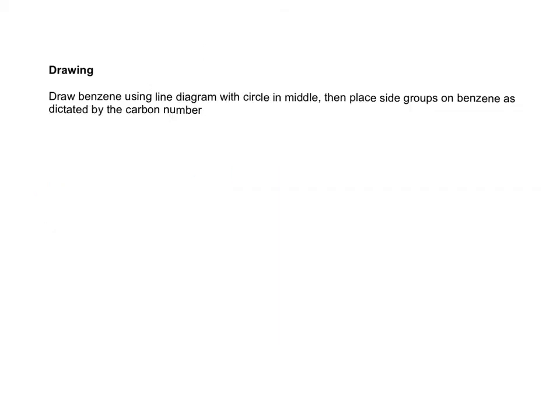So when you draw compounds containing benzene, you use the line diagram. It's the best thing to do, with a circle in the middle, and then place side groups on benzene as dictated by the carbon number. For instance, 1,2-dimethylbenzene. So draw your benzene. Pick a carbon to be carbon number 1. It's always convenient to put it at the top. And the next carbon beside it would be carbon number 2. So there you go, 1,2-dimethylbenzene.